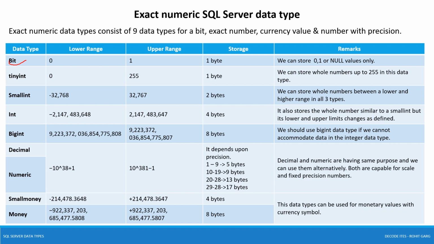Next are tinyint, smallint, int, and bigint. These four are similar data types. These are used to save integers. The only difference is the minimum and maximum values, the lower and upper range.